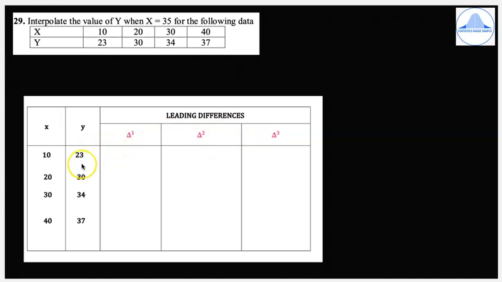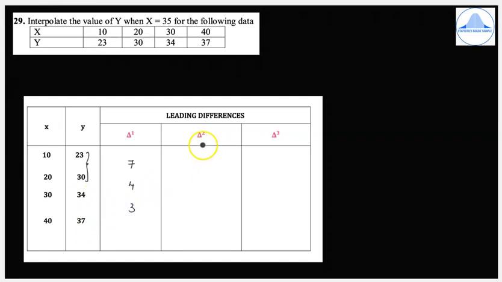Now let me explain how to find delta to the power 1. So 30 minus 23 will give us 7, and 7 you write in between these values. So here I will write 7. Similarly, 34 minus 30 is 4. Write 4 in between 30 and 34. Then similarly find 37 minus 34. This is equal to 3.